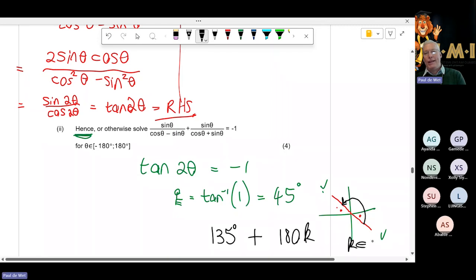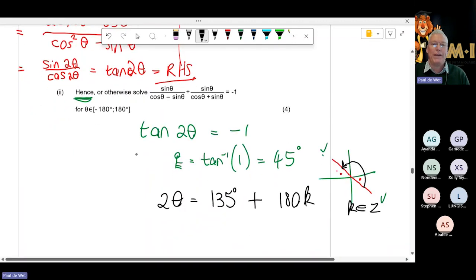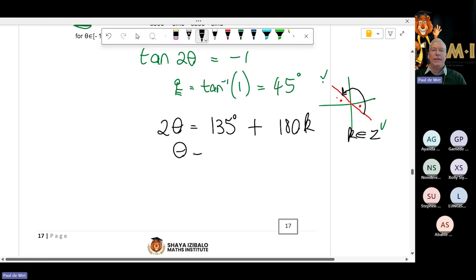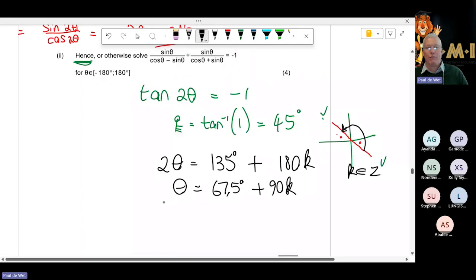And the reason it's 180k is because if I add 180, I get this answer. If I add another 180, I get the repeat of that answer. Now don't forget, this is not theta, this is 2 theta. So what must I do now? I must just solve for theta. So theta is 67.5 degrees plus 90k. That's the general solution, and now I can get my specific ones.